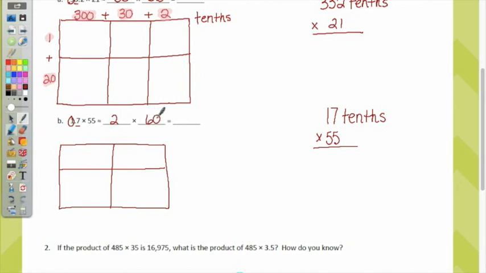Okay. All right, let's talk about how to break 17 tenths apart. What do you think? 10 plus 7. Oh, I forgot to write tenths, didn't I? And 55. 50 plus 5. Okay.